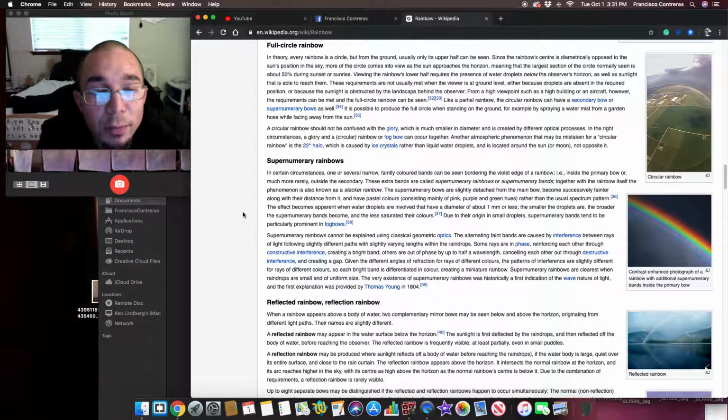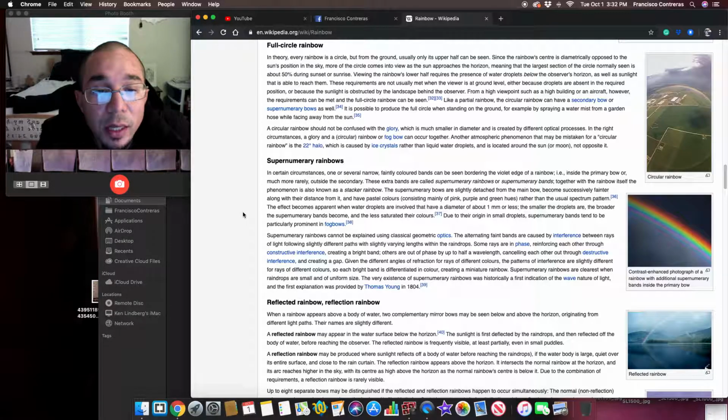Like a partial rainbow, the circle rainbow can have a secondary bow or supernumerary bows as well. It is possible to produce the full circle when standing on the ground, for example, by spraying a water mist from a garden hose while facing away from the sun. A circular rainbow should not be confused with the glory, which is much smaller in diameter and is created by different optical processes. A glory and a circular rainbow or fog bow can occur together.